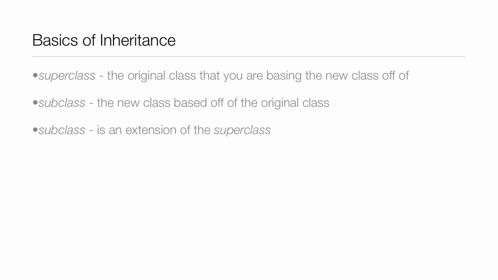Now, some of the basics of inheritance. You need to know what a superclass and a subclass are. Now, a superclass is the original class that you're basing the new class off of, and the subclass is the new class that's based off of the original class. And a subclass is just an extension of the superclass, and I'll get into exactly what all that means a little bit later.